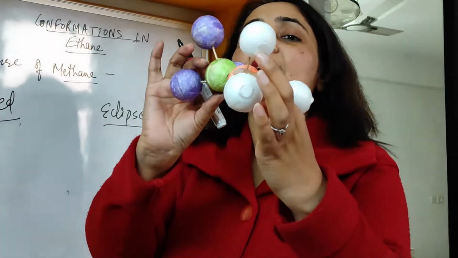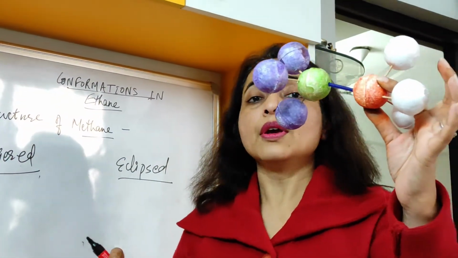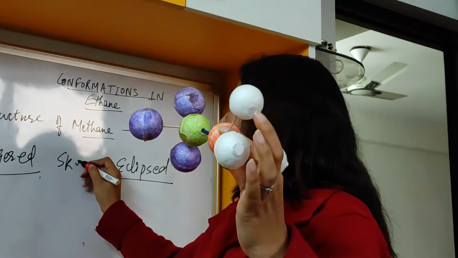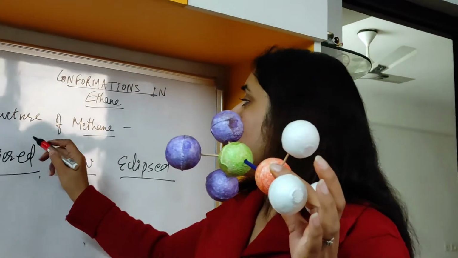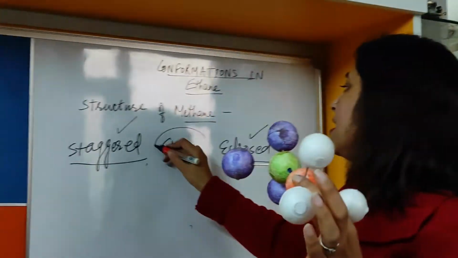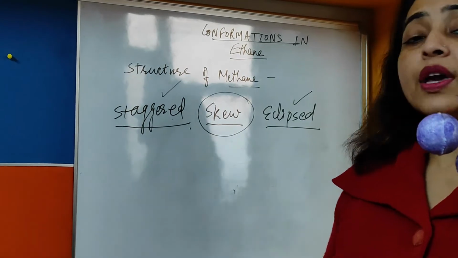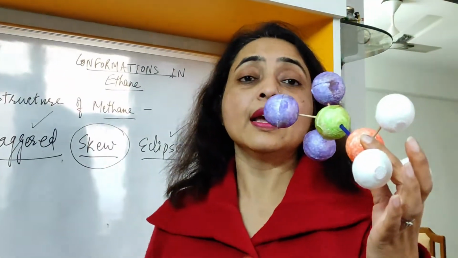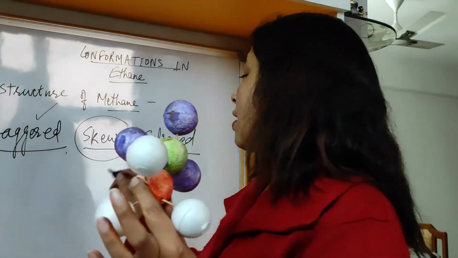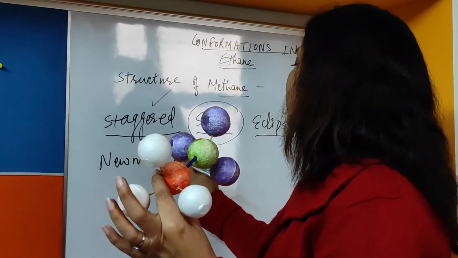Now if I rotate it to an intermediate angle like this, you can see I'm getting something different. This type of conformation is called skew. So we have two extremes. One is staggered, another is eclipsed, and the intermediate is called skew. Now how can we represent this on the plane of paper? There are two ways to represent it. One is the Newman projection formula.